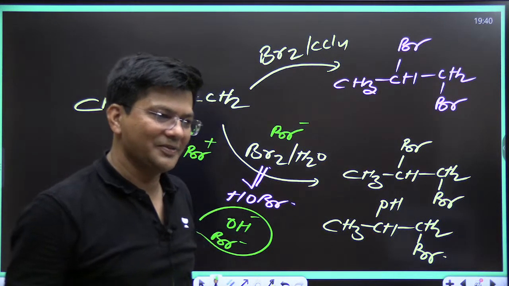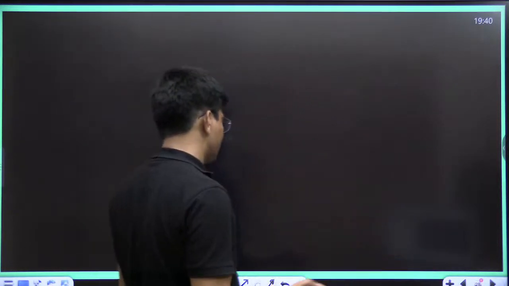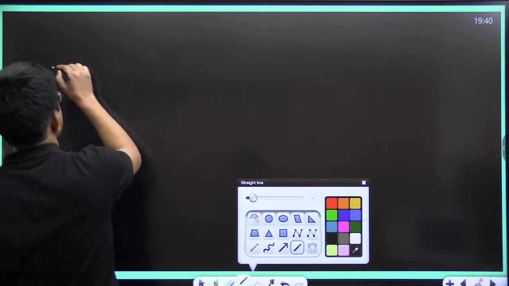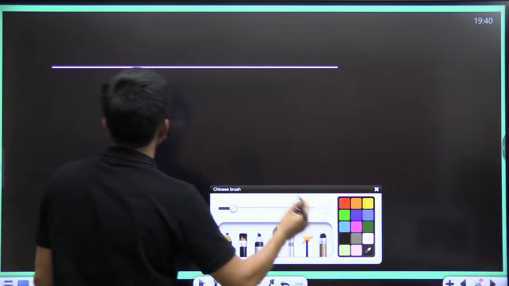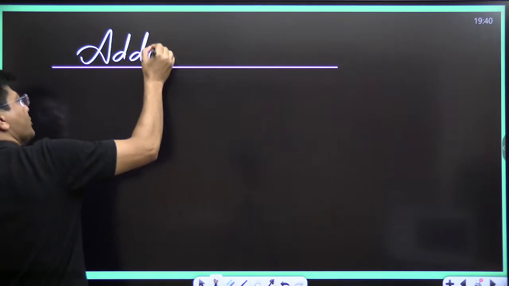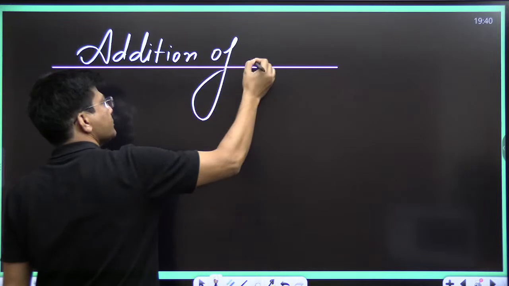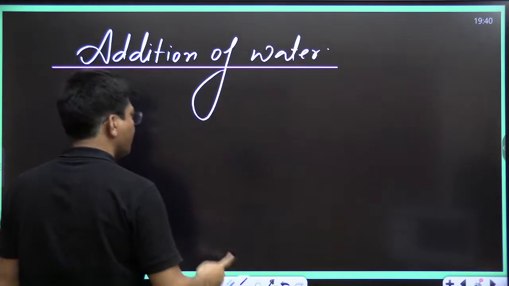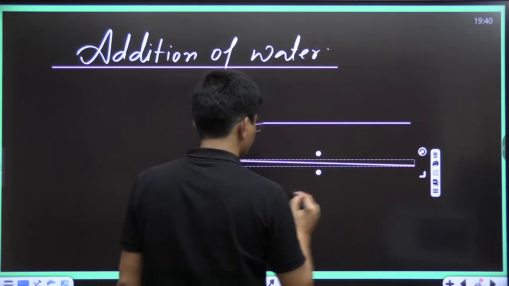That's really awesome. Now, addition of water. There are three things in addition of water. Really important. This addition of water is very, very important. Why is it important? Let me tell you. Number of times we have removed water. Now we are going to add water. In this addition of water, we are going to see three types of things: 1, 2, and 3.